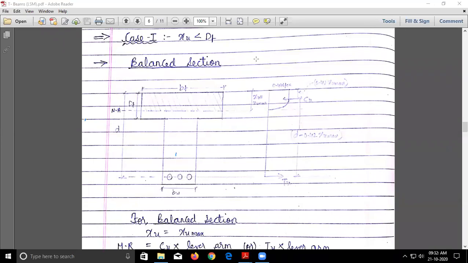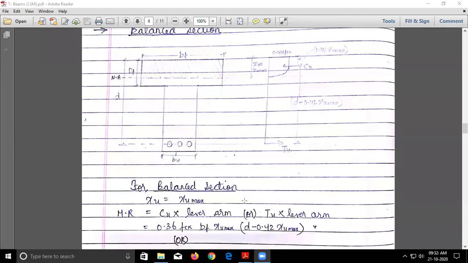So now let us see this stress diagram you already know. This is the total compressive force which is acting at 0.42 xu from the compression fiber. This is the stress value 0.446 fck, and we are first dealing with the balanced section. So I have written xu equal to xu max, and this is the lever arm d minus 0.42 xu max, and this is the tensile force. So now let us see, for a balanced section we know that xu is equal to xu max.